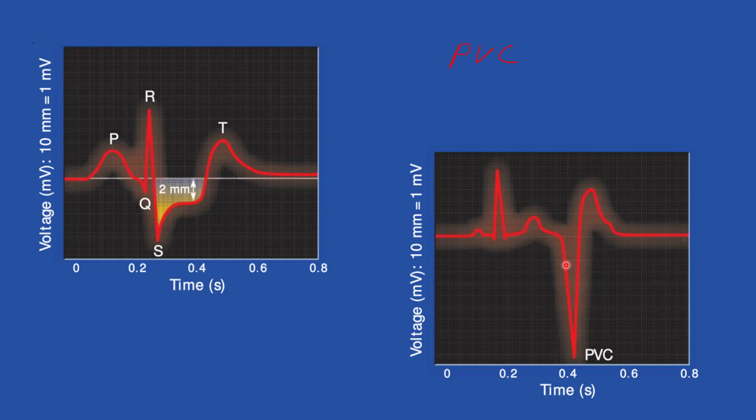And that's why we call it premature. It happened early. Ventricular contraction. This is where the ventricles contracted before the atria. And go back to your knowledge about the cardiovascular system. What do you think it means if the ventricles are contracting before the atria?